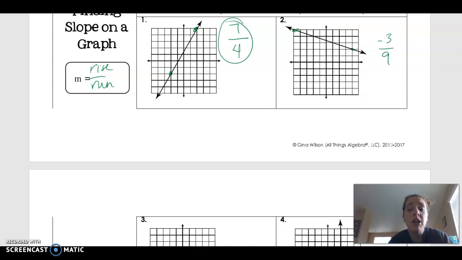Again, I look at my fraction, I say, oh, I can actually simplify that. Both of these are divisible by 3, so I'm going to divide both by 3. I notice also that when I'm reading it going left to right, I am going down. So it's going to be a negative slope, so I'm right there, and it's a 1/3. Awesome, so now there's a couple more I want you to try.